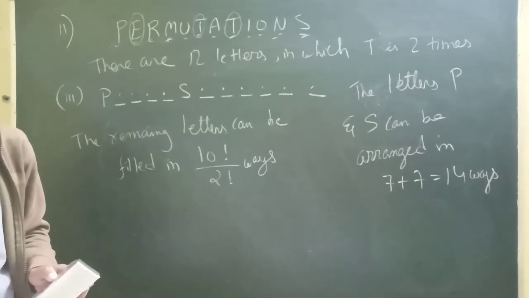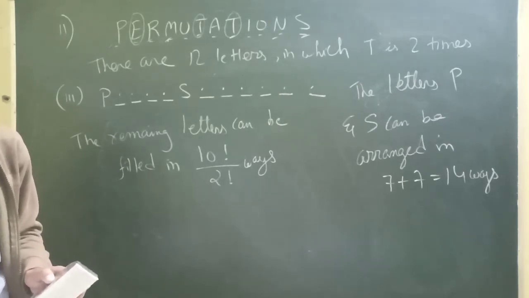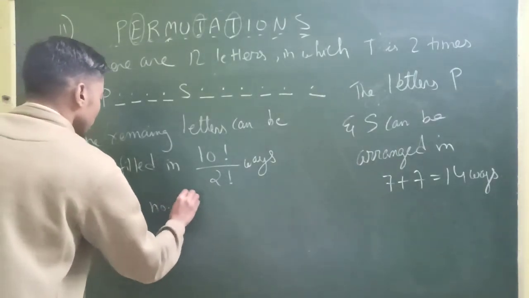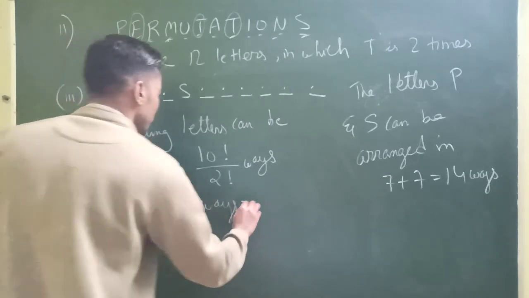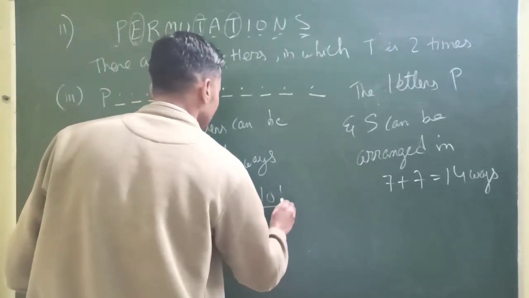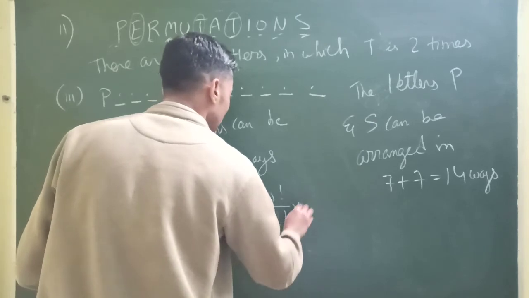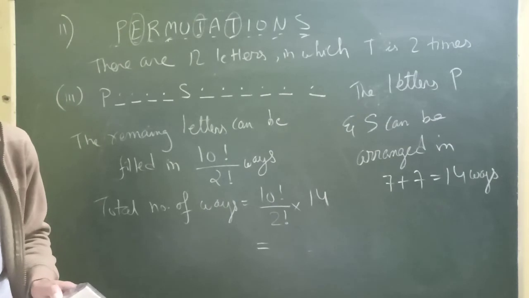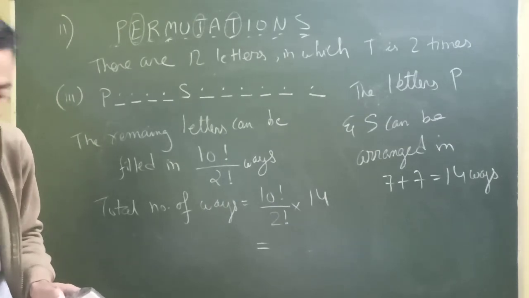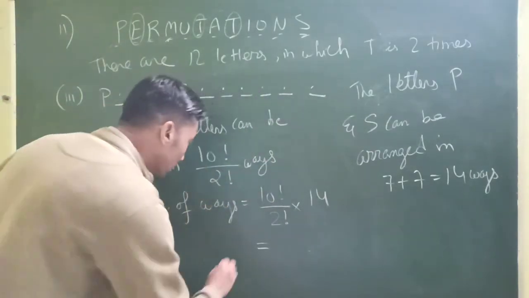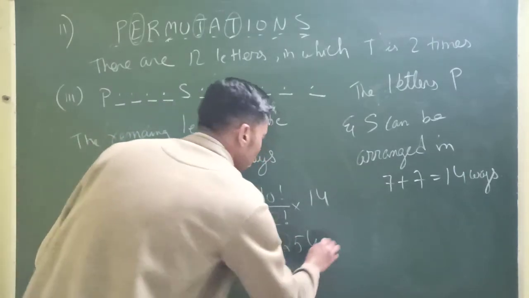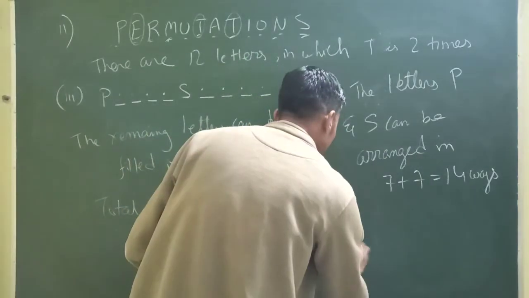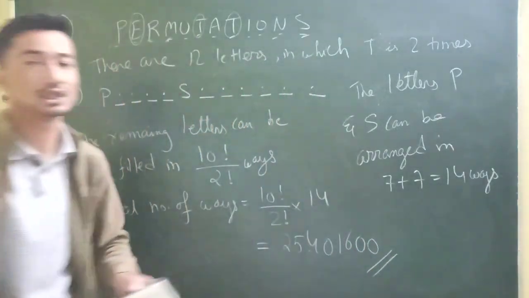Alright? 1814400. So total number of ways will be 10 factorial by 2 factorial into 14. So that's going to be how much? Into 14. So that's going to be 25401600 ways. Total number of ways.